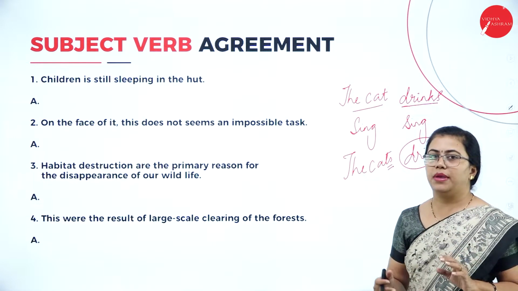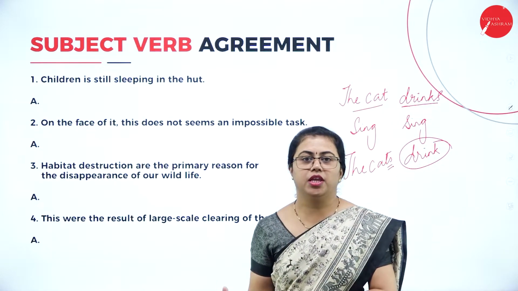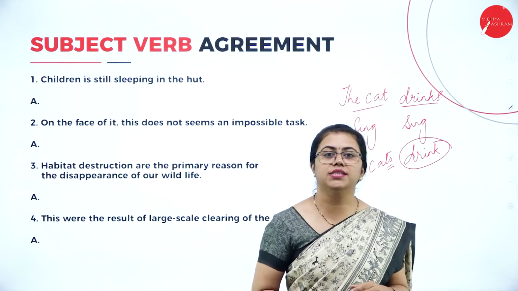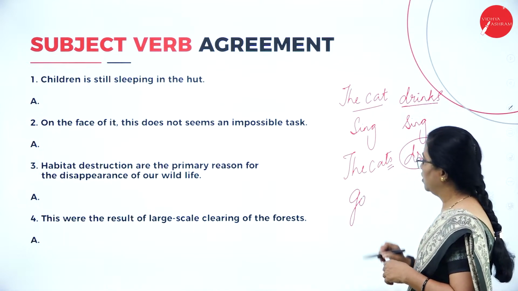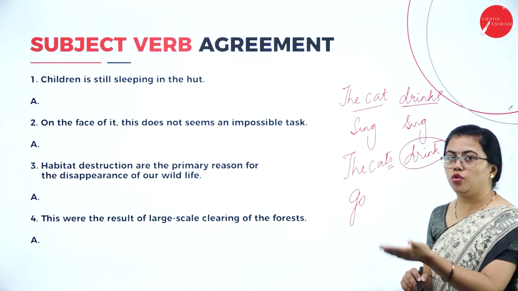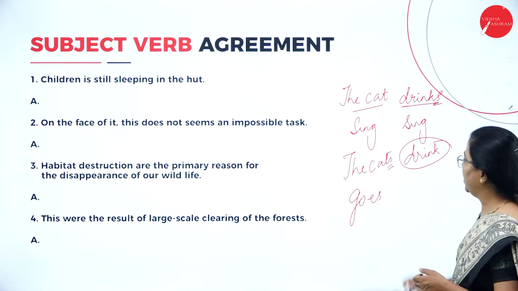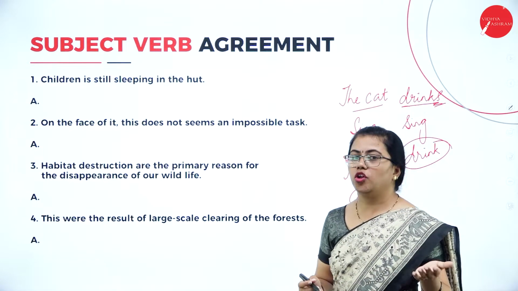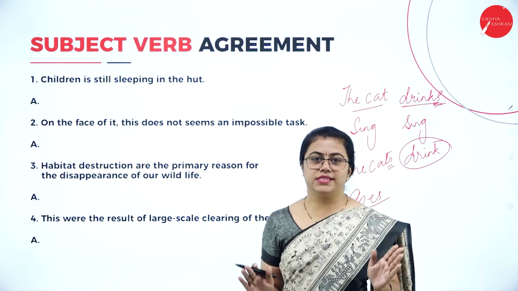So this is the basic rule of subject and verb agreement. Subject is singular, verb also should be singular. That means the verb should be used with s or es. There are a few words that take es in the end. For example, go. Suppose I say cat goes. So I have to add es, whereas for drink, I add only s. So it can be es or only s that has to be added whenever you are making a verb singular.